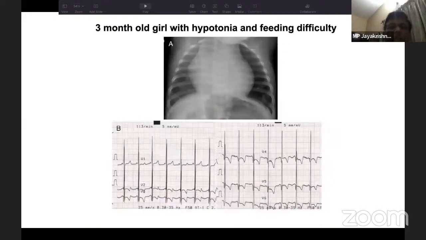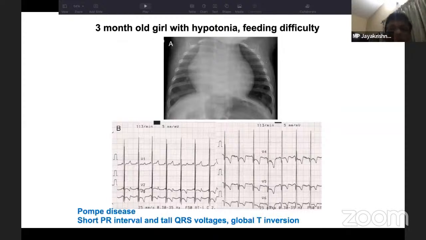So this one, 3-month-old girl with hypotonia and feeding difficulty. There's a large heart there. Is there any answer? If you go in order, you will not miss anything. You look at the P wave, you look at the PR interval. So this one, the PR interval is very short, with tall complexes in the chest leads, also in the limb leads. So this one is Pompe disease.